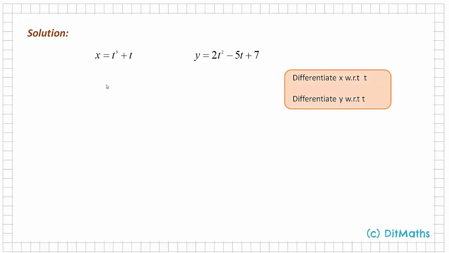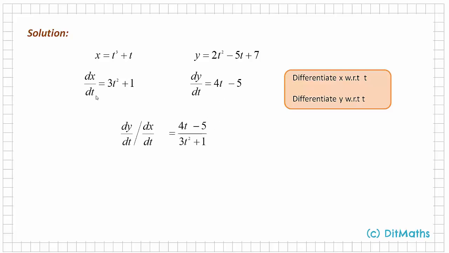So differentiating x with respect to t, first of all, we get dx dt is 3 times t squared plus 1. Now, differentiating y with respect to t, we get 4 times t minus 5. We now divide dy dt by dx dt. Now, dy dt is 4t minus 5, and dx dt is 3t squared plus 1. But dy dt over dx dt is the same as dy dt times dt dx. And the dt's will cancel, so this is just dy dx. So therefore dy dx is equal to 4t minus 5 over 3t squared plus 1.